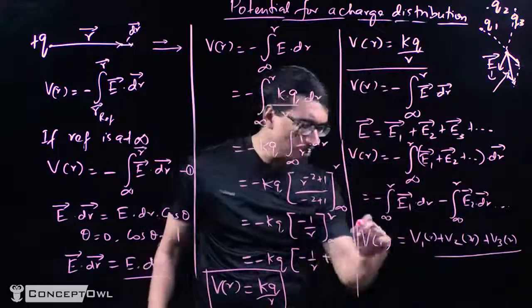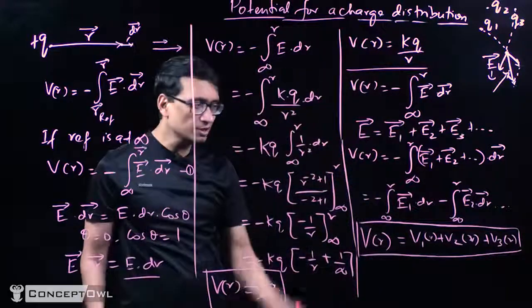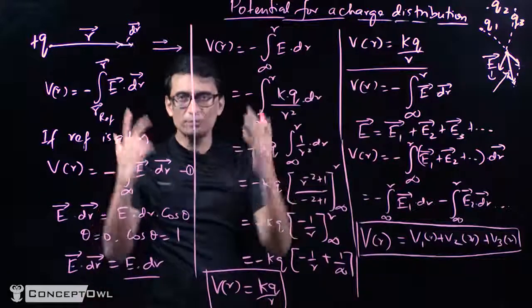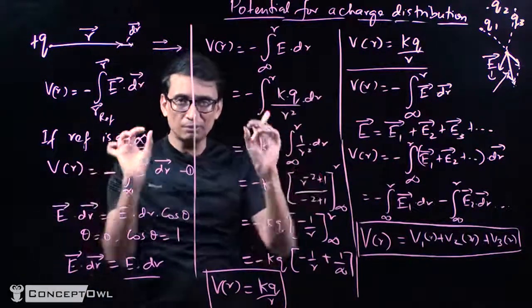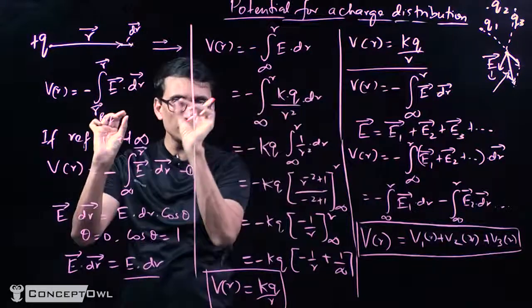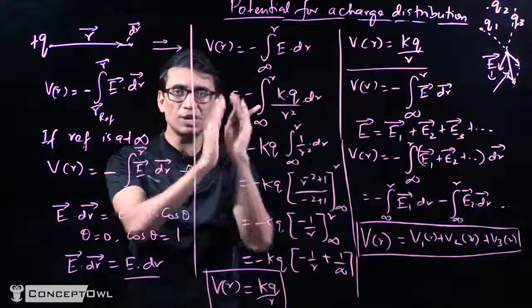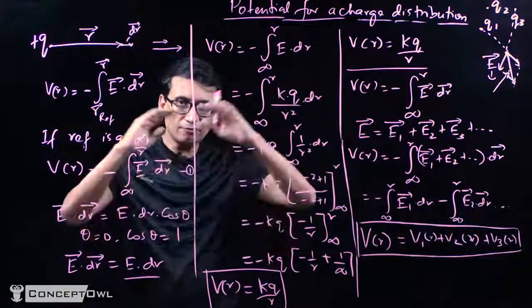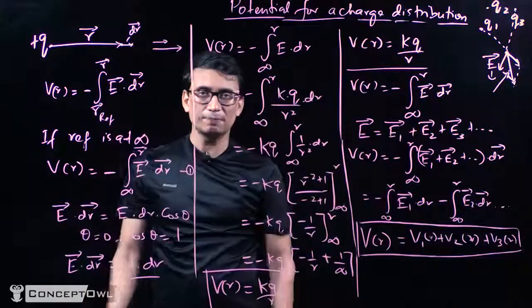So this is a very simple looking, but very, very powerful result. This is what we are going to use conceptually when we talk about potential due to a charge distribution. There again we'll think about the charge distribution as a sum of a lot of small element charges, and then we'll find the potential due to each one of them and add it up. So this is the basis behind that. Thank you very much.